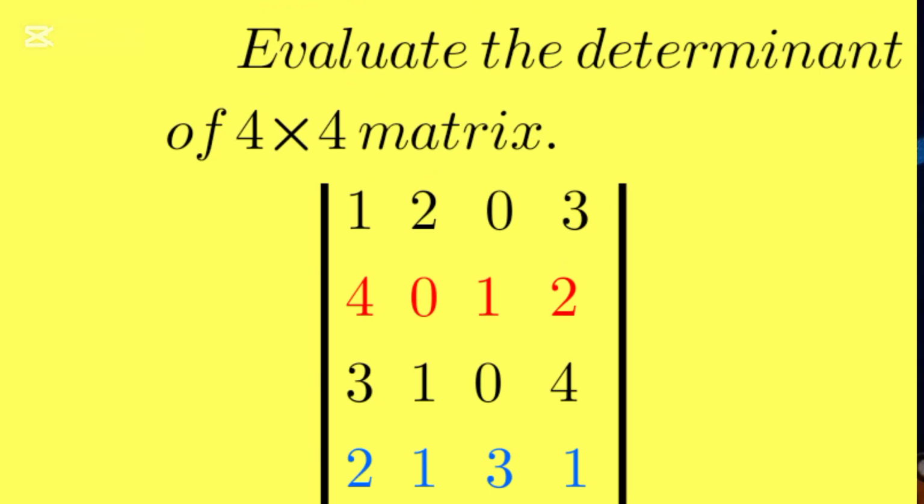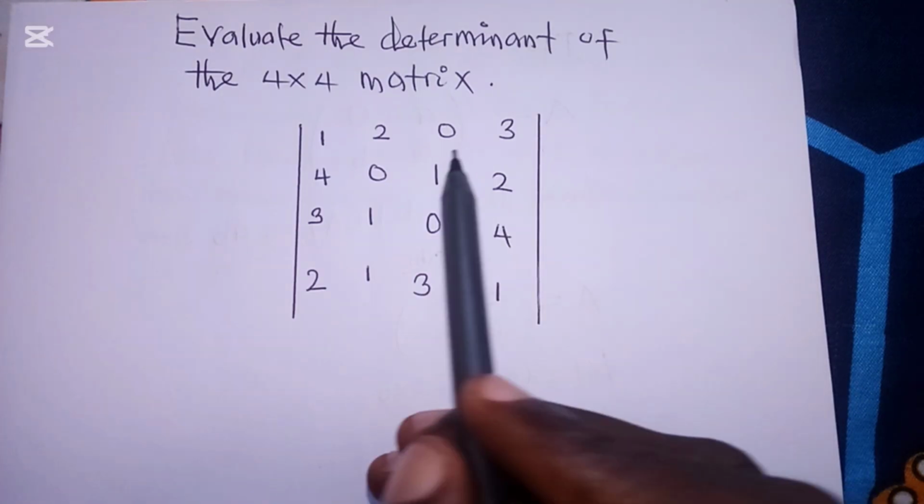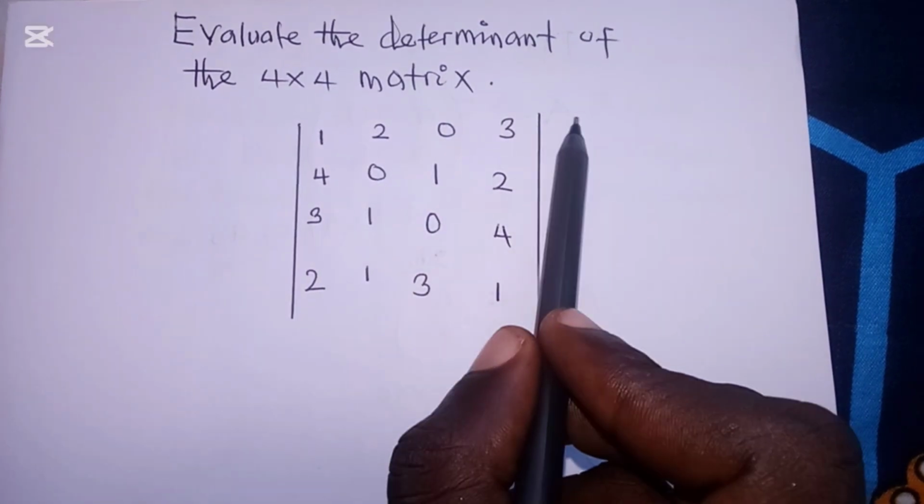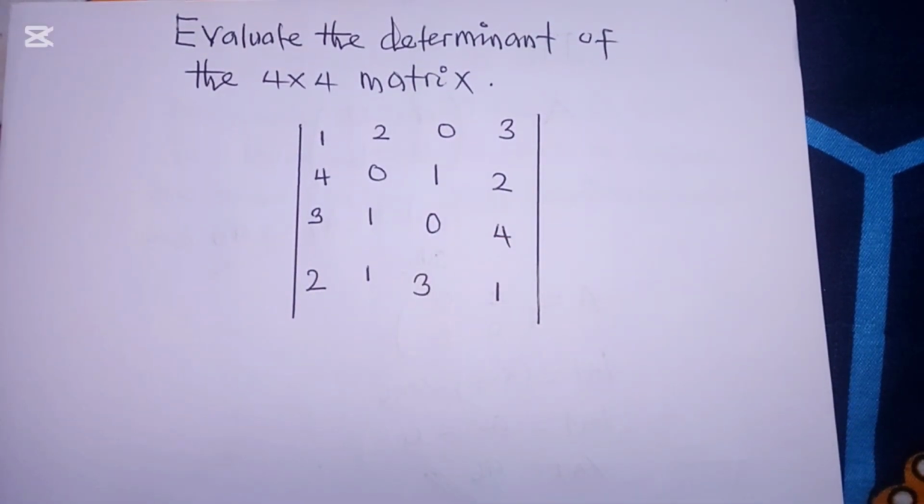Welcome to BK Mathematics. And this is another question for matrices and determinants. We are asked to evaluate the determinant of the 4x4 matrix. Why is it called 4x4? Because the rows are 4, and the columns also, there are 4 numbers. So we refer to this one as a 4x4 matrix.